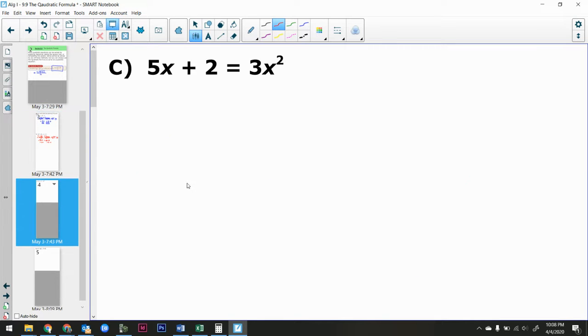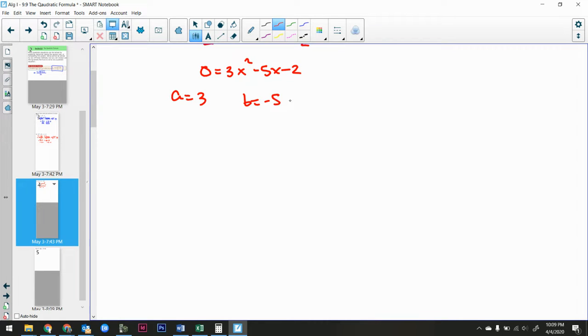All right, let's keep it rolling. There's part C here. Now, what's weird about part C? It's not in standard form, okay? So I like to keep my A term positive, so I'm going to bring over the B and C terms. What does that mean? I'm going to subtract the 5x, which will get me 2 is equal to 3x squared minus 5x, and then I'm going to subtract the 2. So 0, which is what we want, is equal to 3x squared minus 5x minus 2.